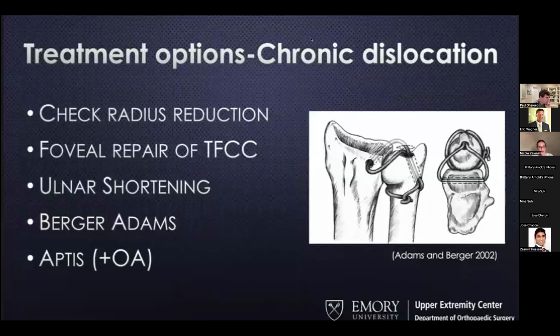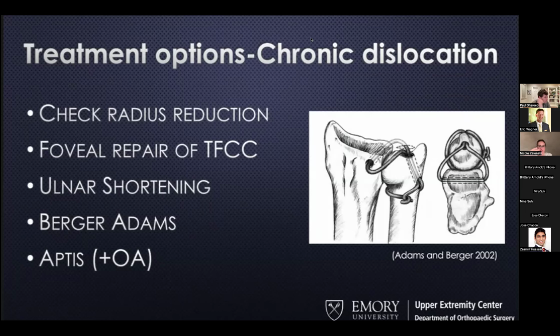There are some people that argue that you still can repair the TFC even after many months of it being unstable. I think Dr. Greenberg argues for this out of Indiana Hand to Shoulder. He said he's never done a Berger Adams when I've talked to him about this. You can consider ulnar shortening, and I talk to my patients about both the potential for a repair as well as the potential for a Berger Adams if I'm going into a chronic dislocation setting. And then if the patient is older and has arthritis and instability, I think that probably the best solution is an Aptis.